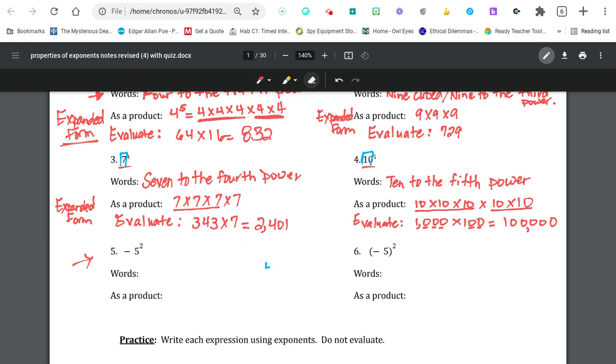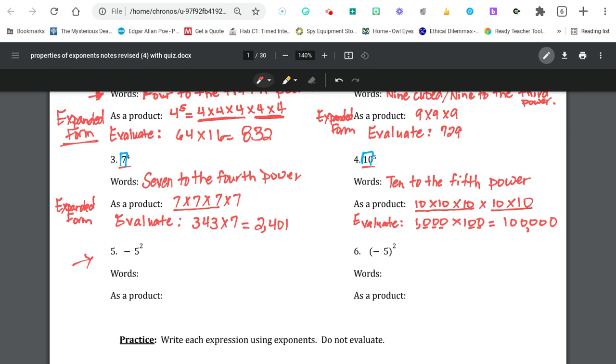Okay. But let's take a look at number 5. I would not write this out as negative 5 times negative 5. So somebody's going to think you write it out as negative 5 times negative 5. But your base isn't negative 5. If it were negative 5, it'd be in parentheses. The negative would be in the parentheses.